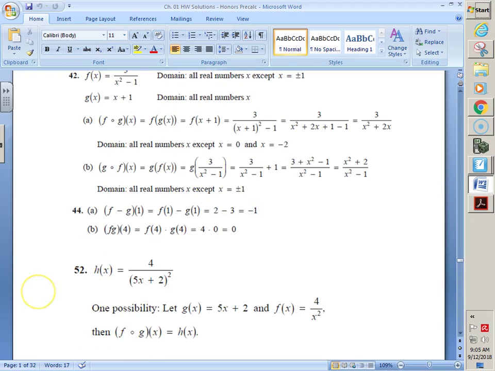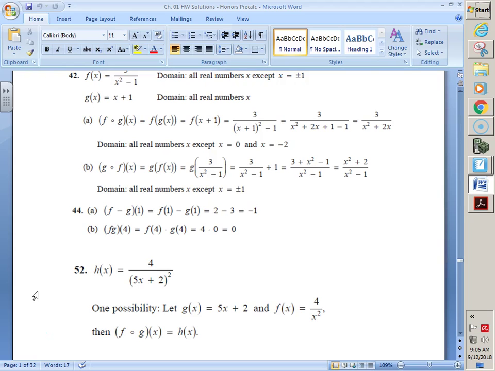Number 44, you guys hopefully are already seeing it. It's not F minus G times, it's F minus G of. So F of 1 minus G of 1. It's not F times G times, it's F times G of, F of 4 times G of 4.